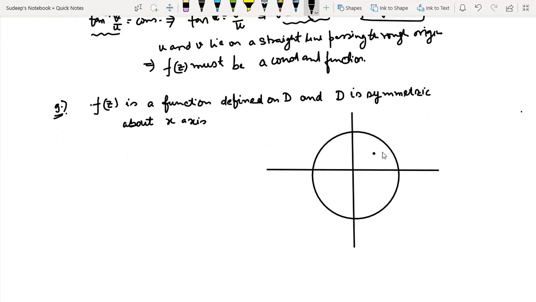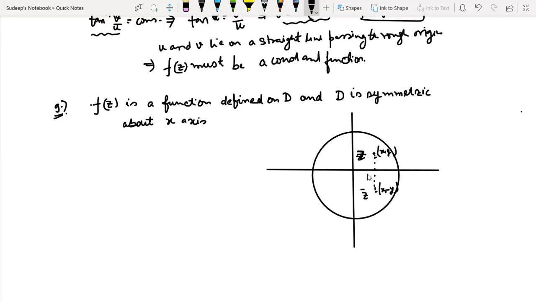what? That if point (x, y) is there on domain D, then this point also must be there. That is (x, -y) must also be present, because symmetric about x-axis means what? That if z is present, then z bar must also be present. D symmetric about x-axis means D is such a domain where if z is present, then z bar must also be present, because symmetry about x-axis makes us understand this thing.